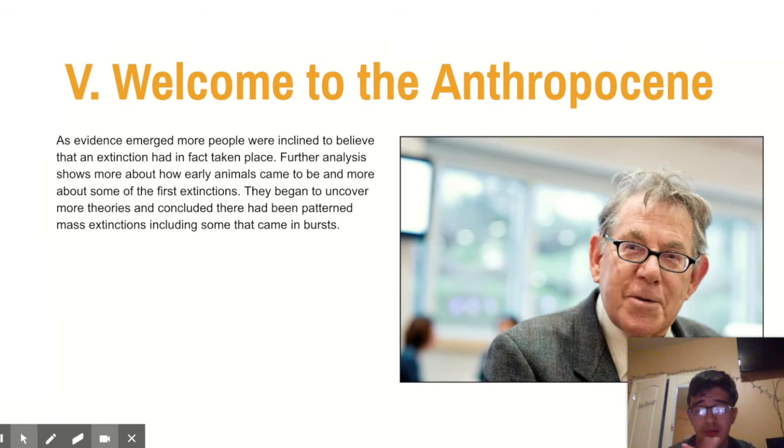Okay, so welcome to the Anthropocene. More evidence was found that mass extinction had in fact taken place, and evidence showed that there were patterns of extinctions that included small bursts of extinctions. And what we uncover allows the human population to understand what would be left of us should an extinction occur. And the answer is that our effect on the planet will be left behind for millions of years. And Paul Crutzen, which you can see over here, created the term the Anthropocene, which was meant to be an era of largely negative human effects on the world.